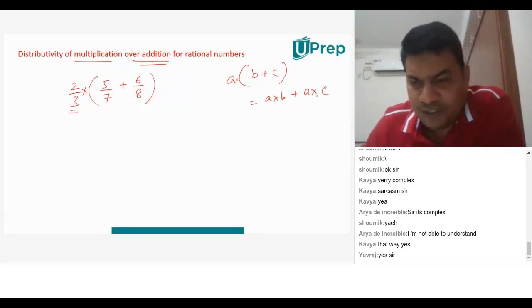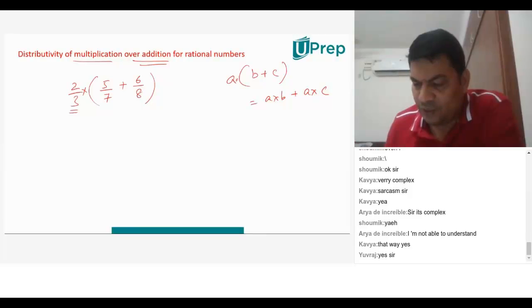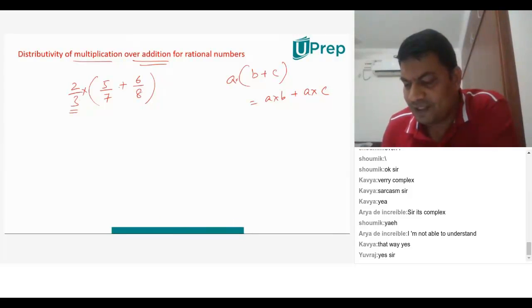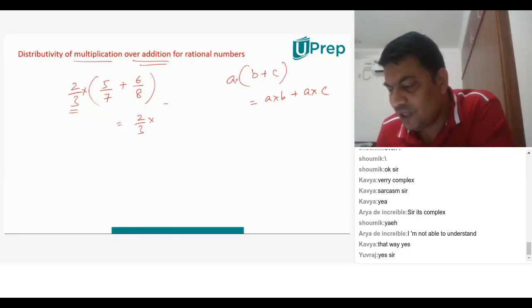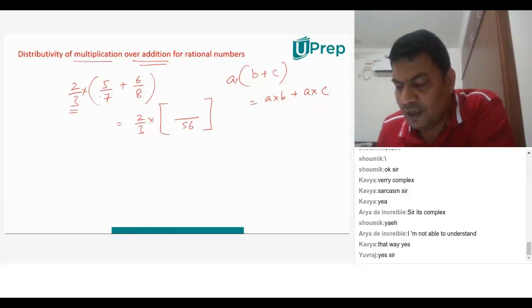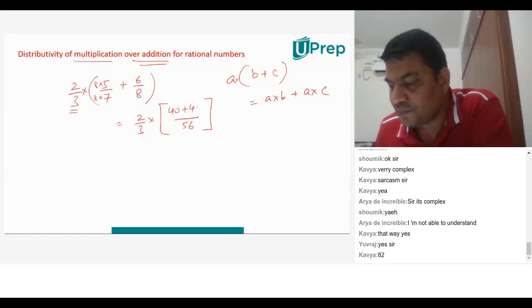Now, if you want, we can prove this. But let's do this first. 2 by 3 into 5 by 7 plus 6 by 8. One way is to do the addition inside first. I multiply 2 by 3 with the sum. When we add, for 7 and 8 the LCM is 56, so 5 by 7 becomes 5 into 8 over 56, and 6 by 8 becomes 6 into 7 over 56. 8 5s are 40 plus 7 6s are 42.